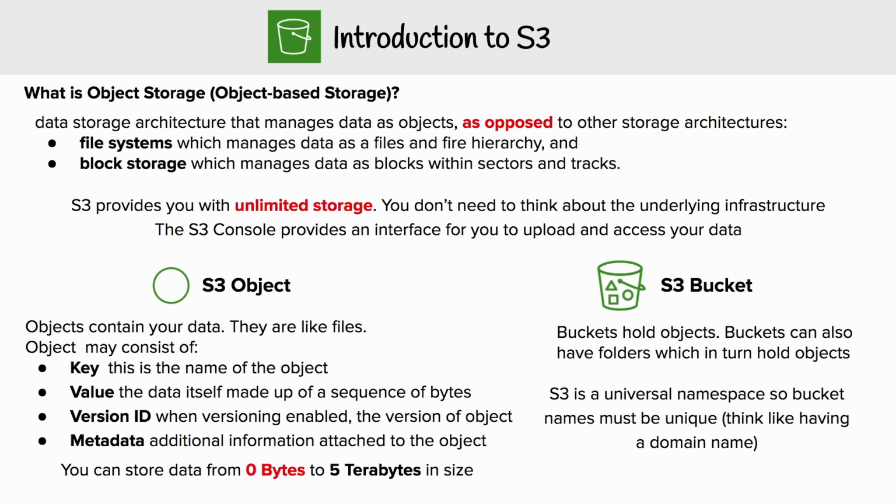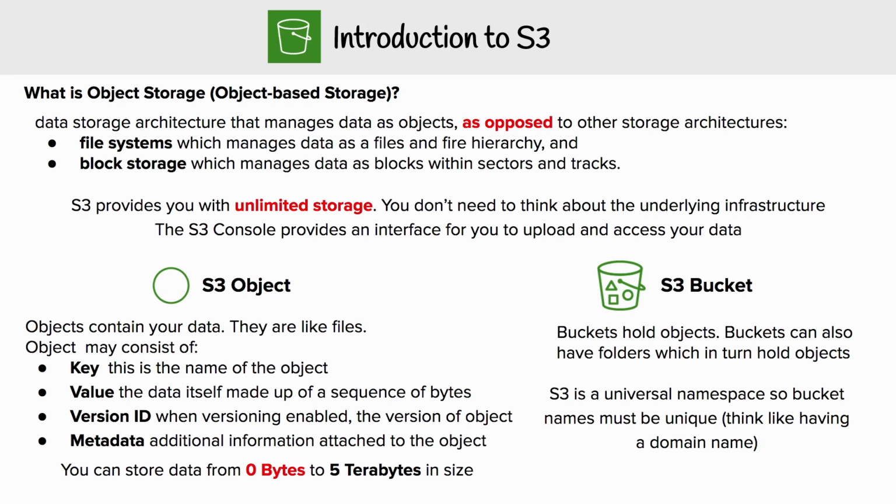S3 does come with a really nice console that provides you that interface to upload and access your data. And the 2 most key components to S3 are S3 objects and S3 buckets. So objects is what contains your data, and they're kind of like files. And an object is composed of a key, a value, a version ID, and metadata.